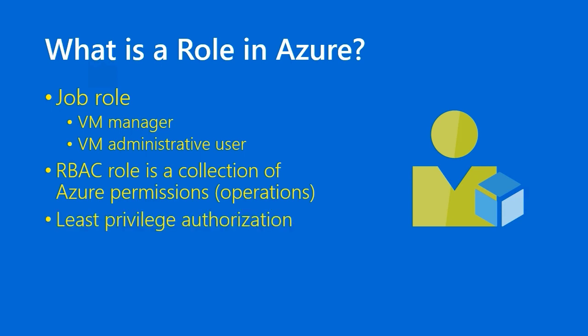The idea at base is that we want to do least privilege authorization, in which all of our Azure users have enough authorization and permissions to do what they need to do, but no extra. We don't want to overprivilege anybody because that needlessly expands the attack surface, the vulnerability surface of your Azure implementation.